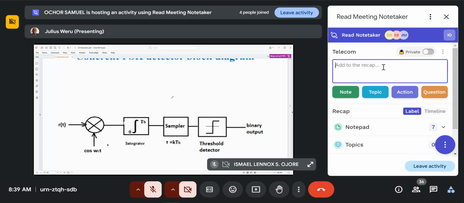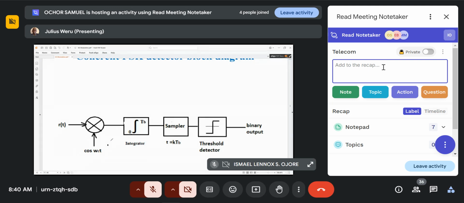That is a coherent detector for BASK, the binary ASK. So here you receive the signal, and we have your cos ωct, which of course, whenever you hear of coherent, because this is coherent, it means you have to generate that at the receiver.